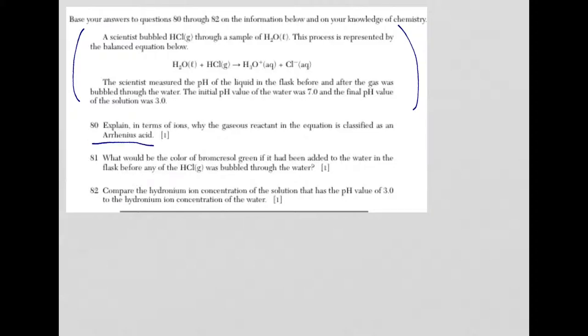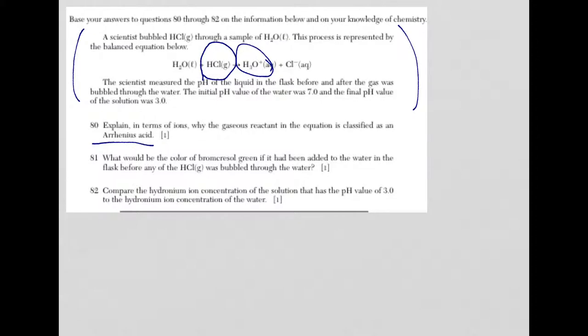Well, what are you looking at? You're looking at water and you're looking at HCl. HCl is hydrochloric acid. Hydrochloric acid is an acid by the Arrhenius acid definition because in water it produces hydrogen ions or the hydronium ions. So really what we're looking for here is the definition for Arrhenius acid, that HCl produces hydrogen ions in water.